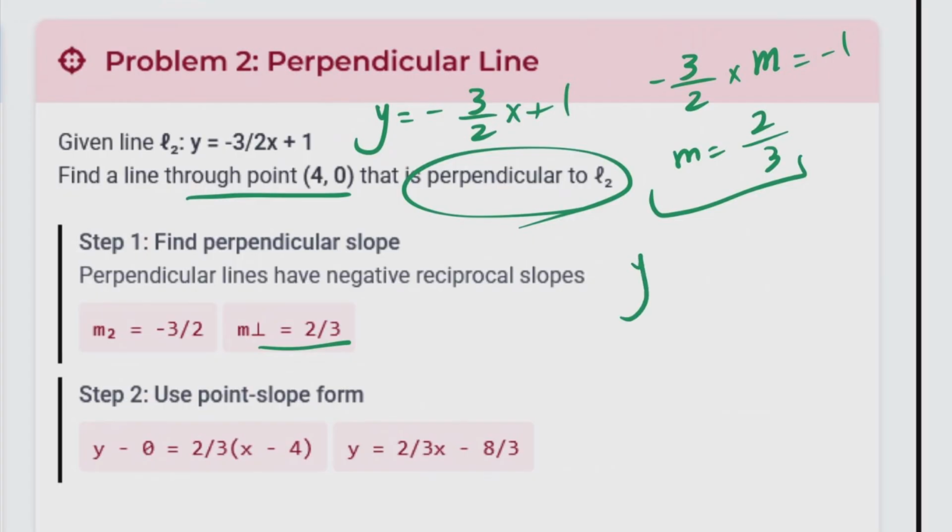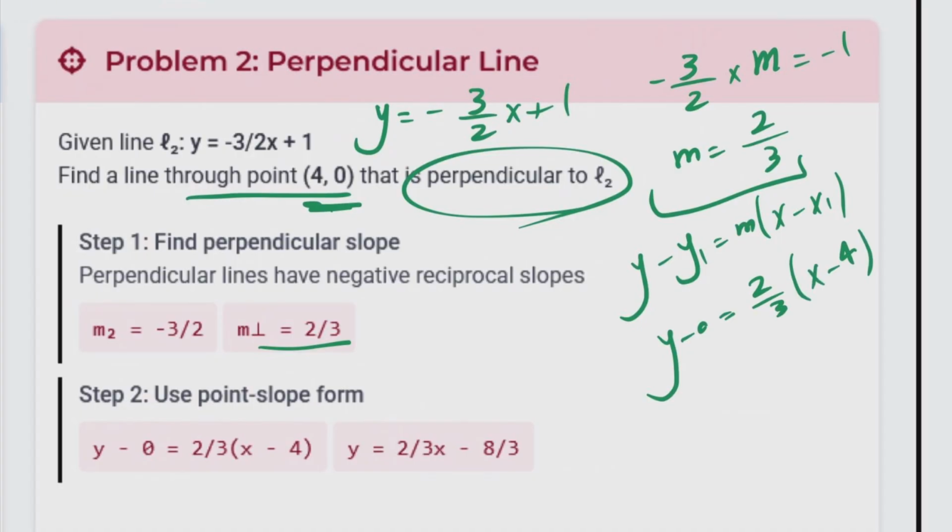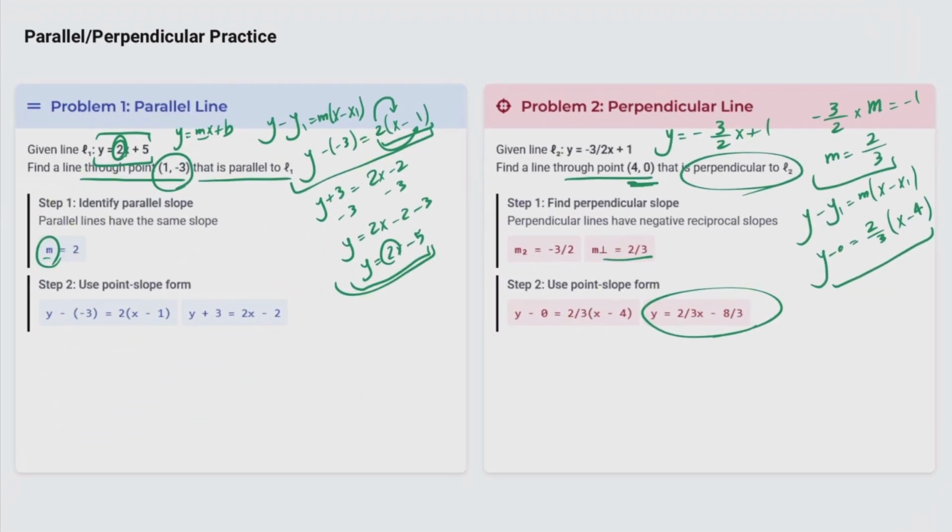It means that y - y1 = m(x - x1). I know for a fact that it's going to pass through this point, so 0 = 2/3 (x - x1). If you simplify this, you can find something like this, as simple as that.